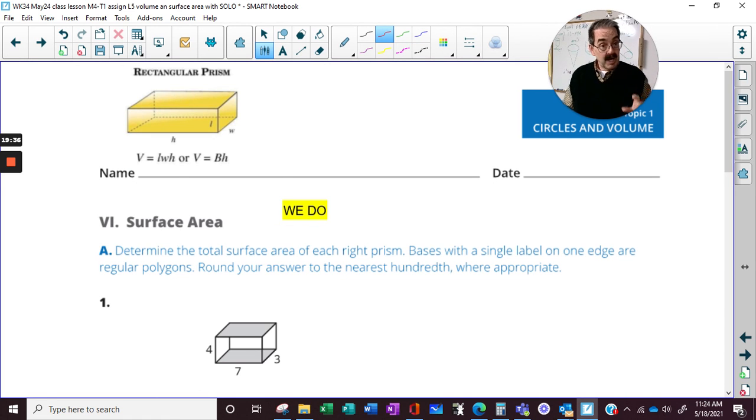That's going to wrap up this module, because the last 3 weeks of school we want to go into something a little bit different called probability. So until then, see you on Wednesday, Thursday.